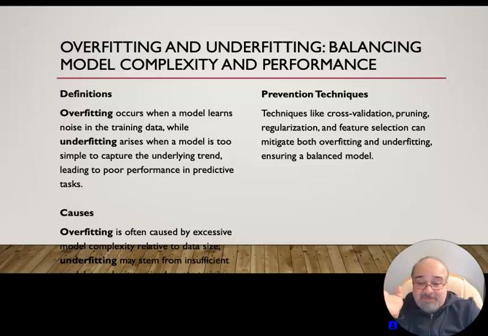But one of the last couple of things that I want to touch upon is this idea of overfitting and underfitting. These are two critical challenges in machine learning. We've touched upon a little bit about the bias-variance trade-off, but overfitting happens when the model memorizes the training data, including the noise, instead of generalizing. And you can think of underfitting as occurring when the model's just too simple to capture the underlying patterns in the data. And so to address these two issues, we can use things like cross-validation, pruning, regularization, and feature selection to balance between the model complexity and the performance.